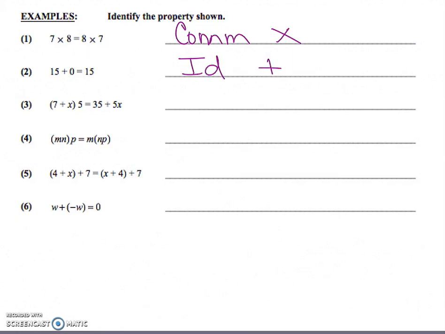In number 3, looks like we have parentheses on the left, and we don't have parentheses on the right. We have distributed that 5 to the 7 and the x. So this one is going to be the distributive property. Number 4, we have multiplication on both sides, and it looks to me like we're changing our grouping. We're moving our parentheses. When we move our parentheses, that is the associative property, and in this case, it's of multiplication.